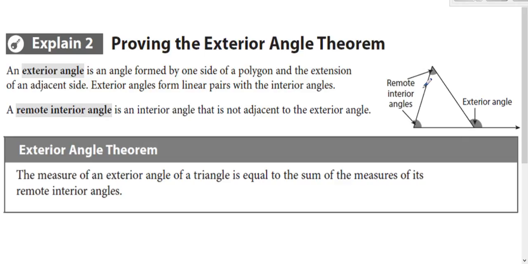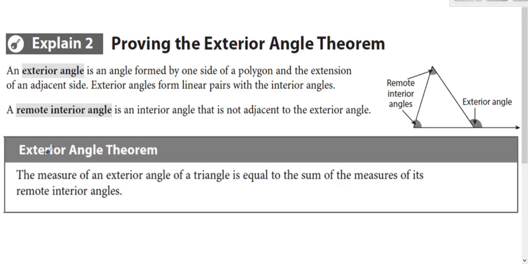And then remote interior angles. Remote, not like a remote control necessarily, but like a remote island. It's out in the middle of nowhere. It's not touching anything. It's just off by itself. That's what this means here for remote interior angles. Not the one that's right next to it, but the other two. So the other two angles are the remote interior angles.